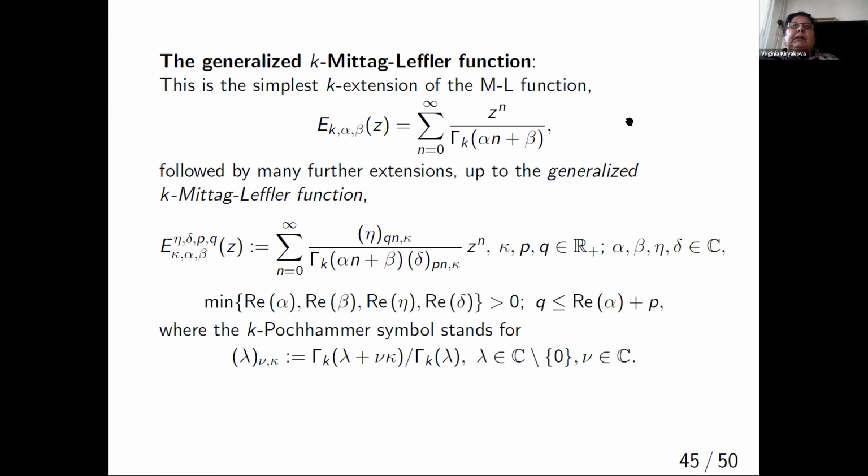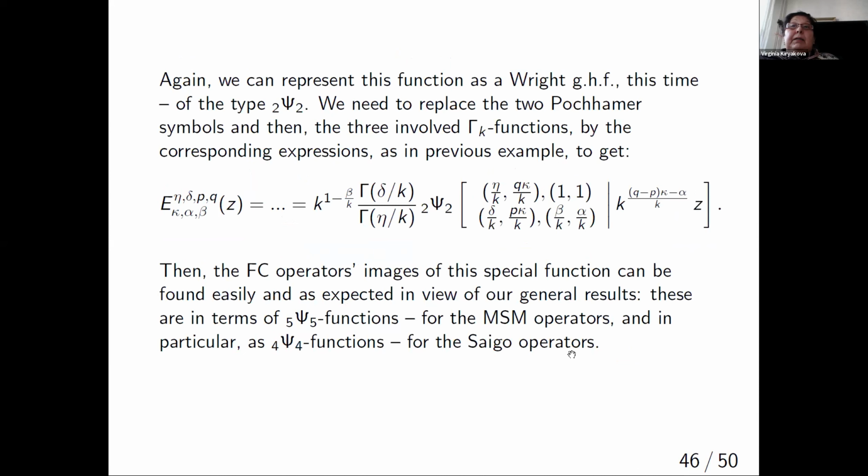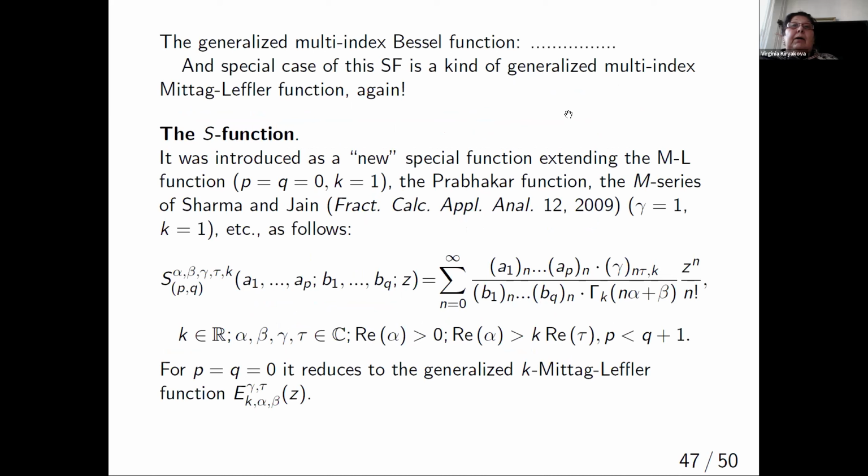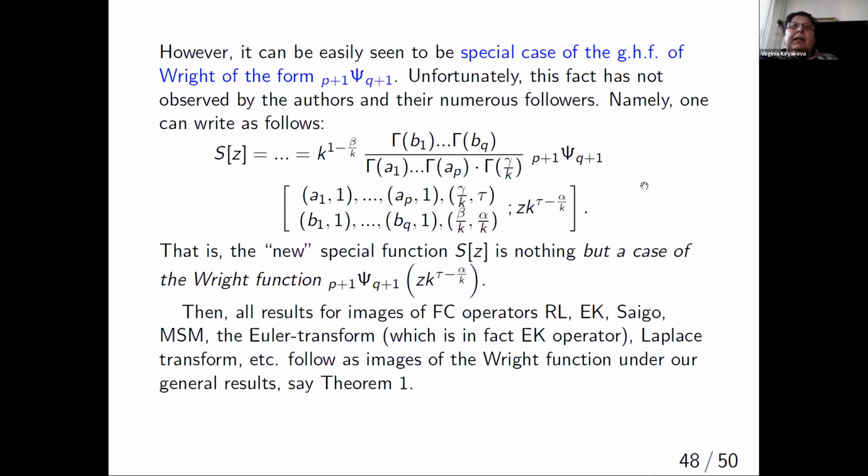There were considered so-called K-analogs of Mittag-Leffler functions and of multi-index Mittag-Leffler functions as defined by the two functions here, but all these are also reduced to Wright generalized hypergeometric functions. Okay, and also there is the so-called S function. You see the definition of S with many indices here, which is reduced to the multi-index Mittag-Leffler function in a special case. And you can see that this S function is representable again as Wright generalized hypergeometric functions with parameters p plus 1, q plus 1. And all results we have follow for images of fractional calculus for this S function.